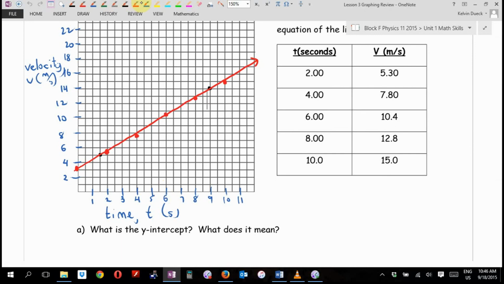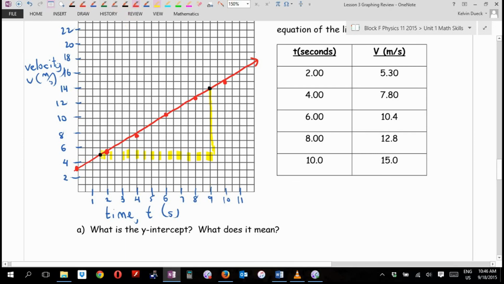Then I tend to, with a pencil or a different color pen or something, I like to draw a little tiny dotted line triangle. That's my slope triangle because I've learned by doing that, that cuts down on mistakes. It helps me find the rise and the run easier.